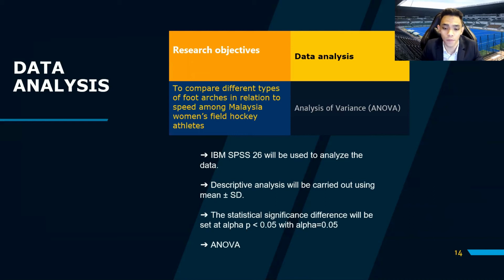The data that have been collected will be compared between every group to get the significance of the study, and the statistically significant difference will be set at p below 0.05, with alpha 0.05.